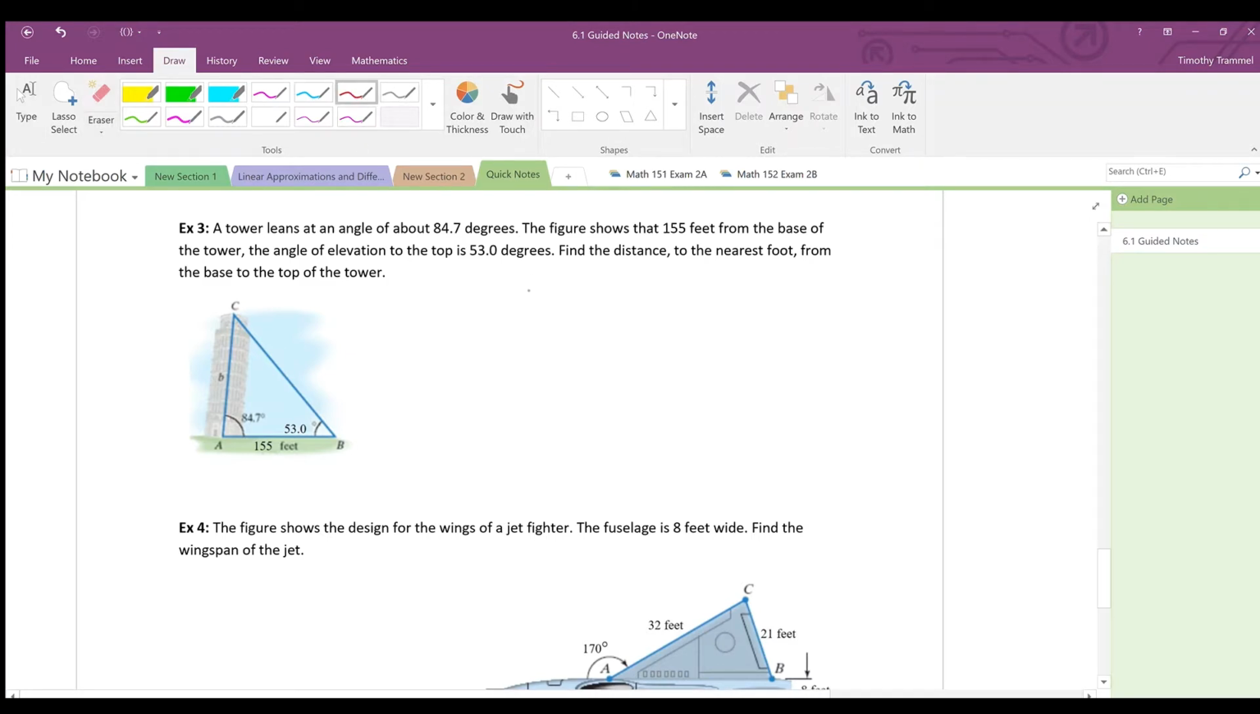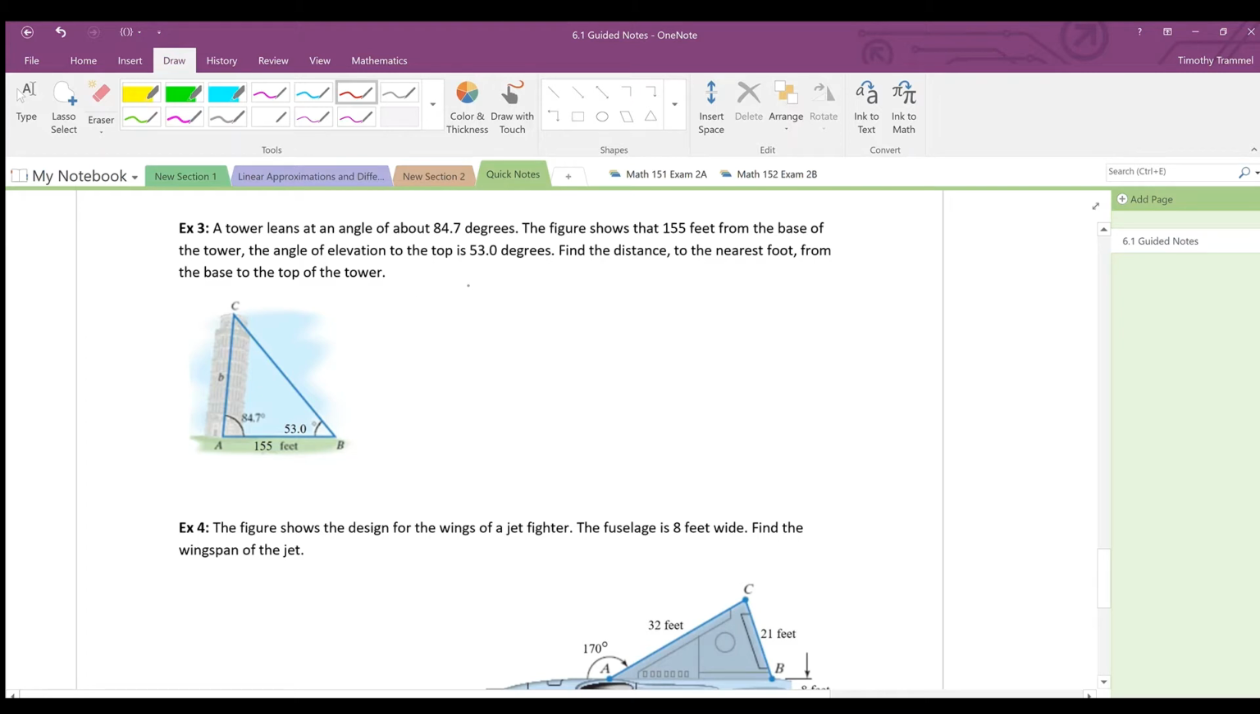All right, so let's read this here real quick. A tower leans at an angle of about 84.7 degrees. The figure shows that 155 feet from the base of the tower, the angle of elevation to the top is 53 degrees. Find the distance to the nearest foot from the base to the top of the tower. So what we'd like to find here is this side length B. Okay. So when we go to set up our equation, let's make sure we include that side.